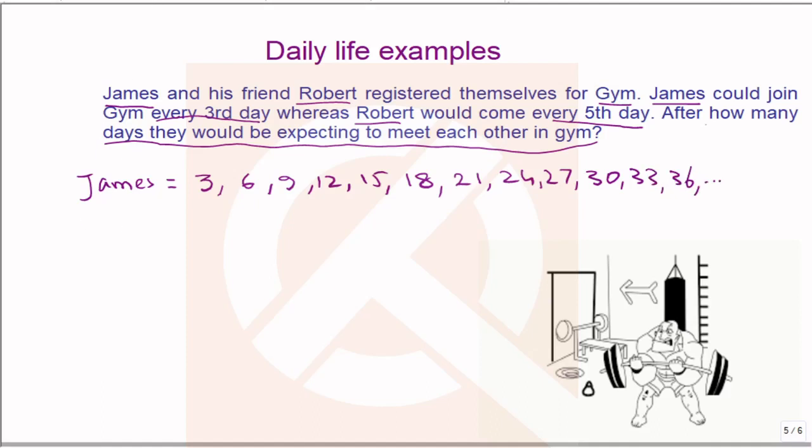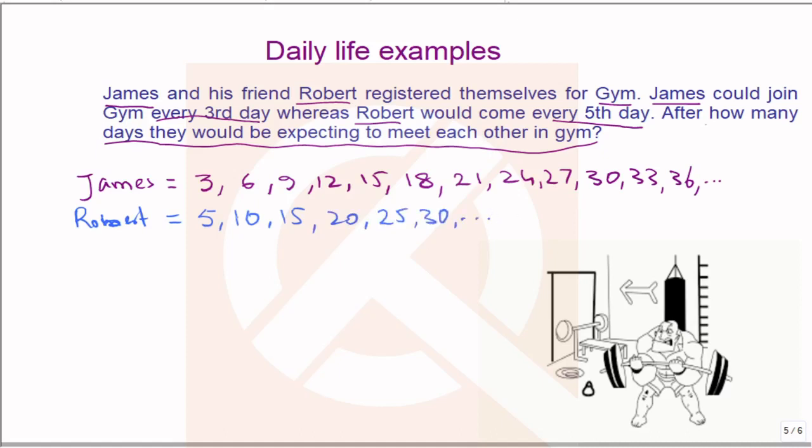Similarly, about Robert. Robert visits the gym every fifth day. So if he joins the gym on 5th of March, then he will be joining on 10th March, 15th March, then 20th March, 25th March, 30th March, and so on.